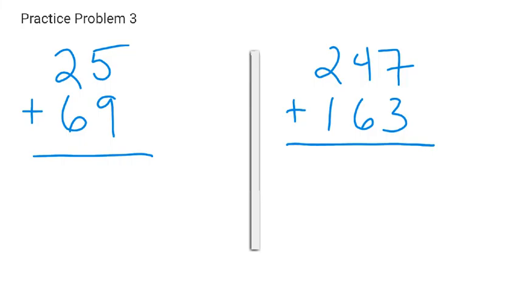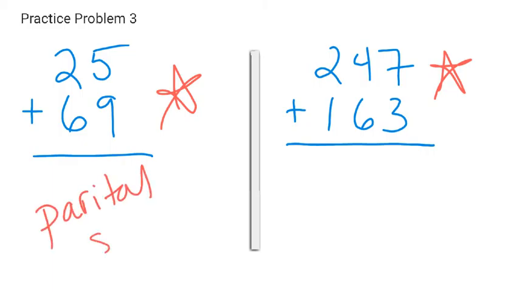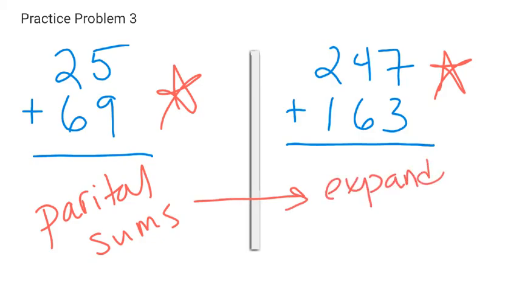Okay, so remember, practice problem 3, you have 2 practice problems to solve independently, and these are things that we will then go over in class and correct. You have 25 plus 69, and then you have 247 plus 163. Make sure that you use partial sums, which means putting all these numbers in expanded form, okay, to get each partial sum, and then you'll get your final sum or your final answer. So again, solve these independently.